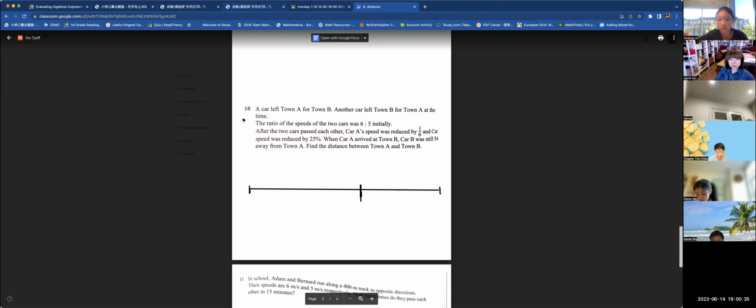So A is going this way, and B is going this way. So before, if the speed of A is 120 and B is 100, if I just said if, right? And after that, it became 100, and this one became 75, correct?